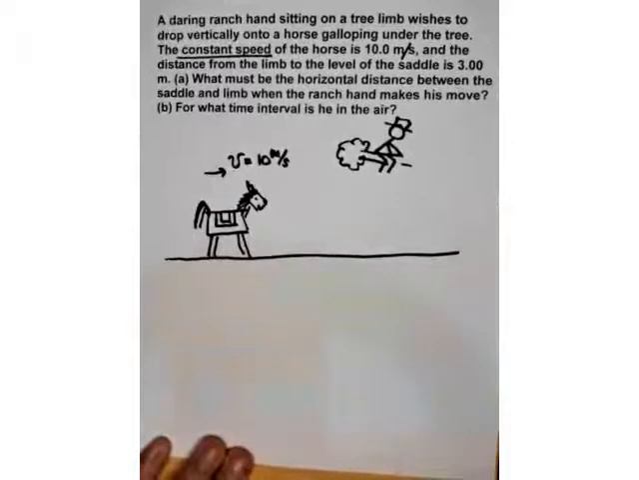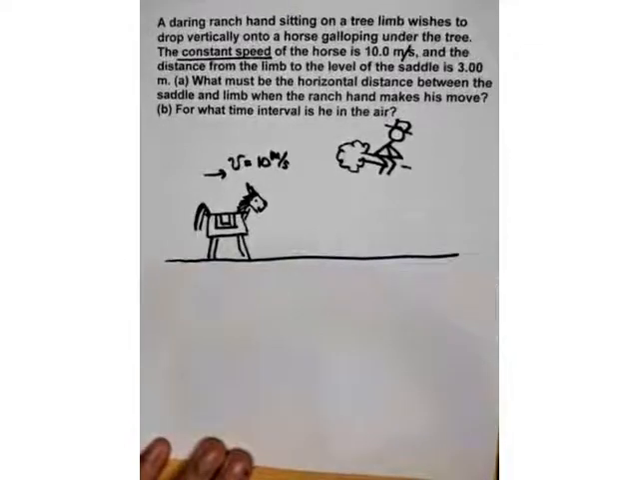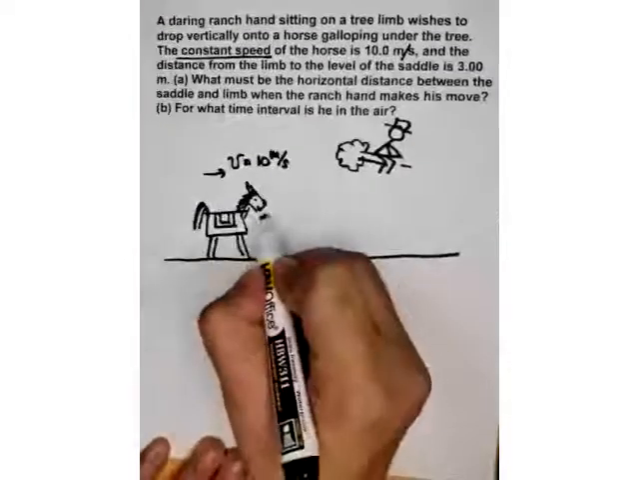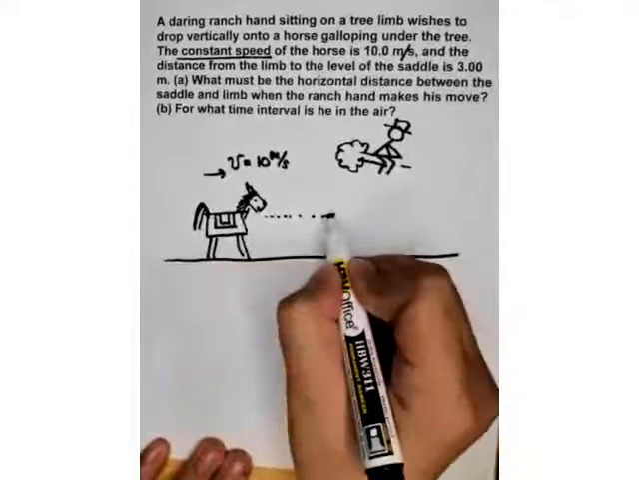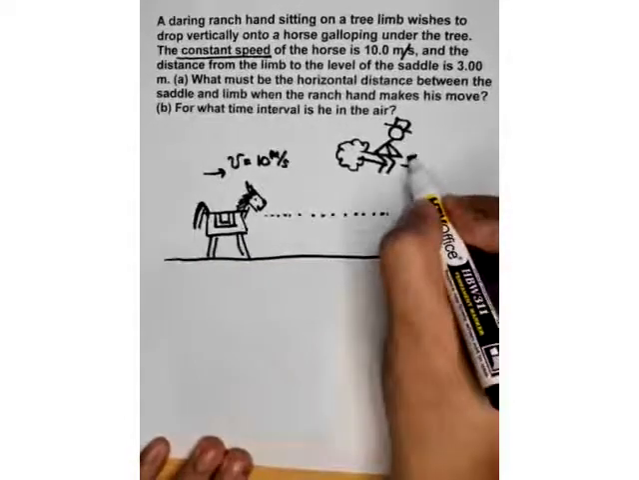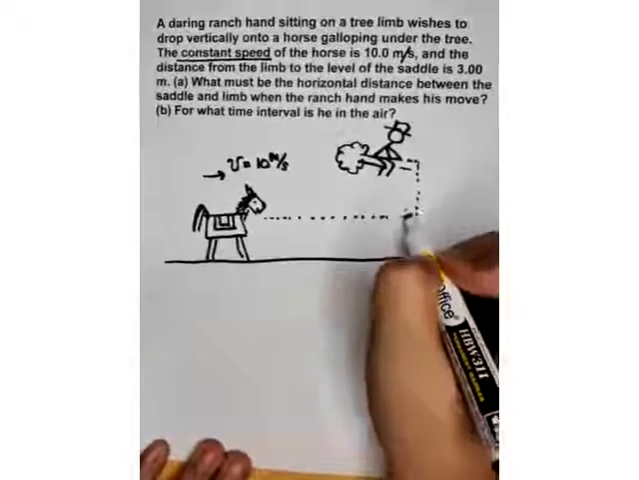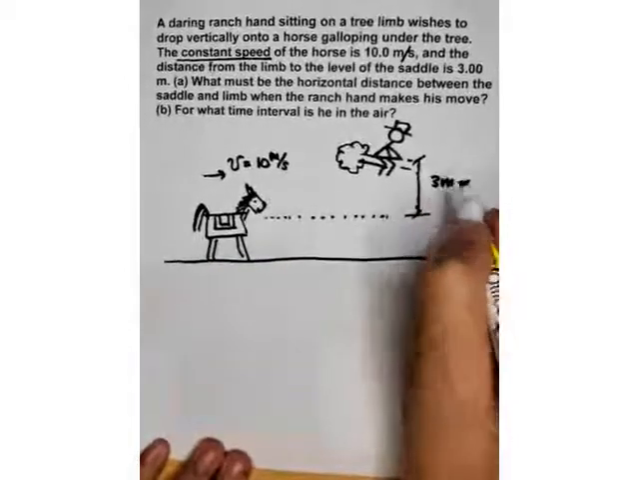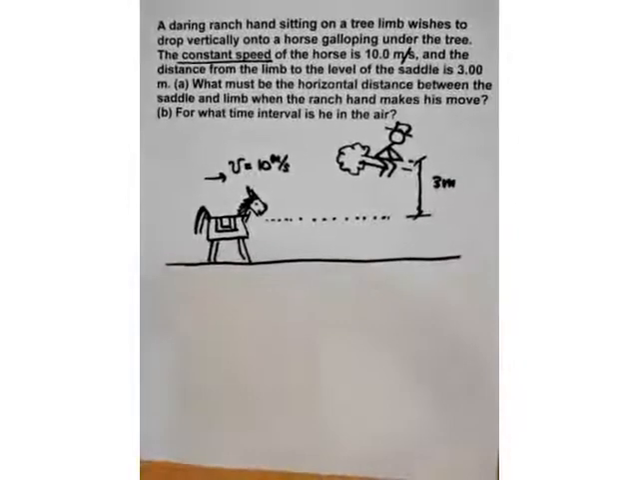And the distance from the limb to the level of the saddle is 3 meters. Kung ito yung level ng saddle, tapos ito yung tree limb, ang distance daw niyan ay 3 meters. Hindi na lang kasi siya sumakay, di ba?